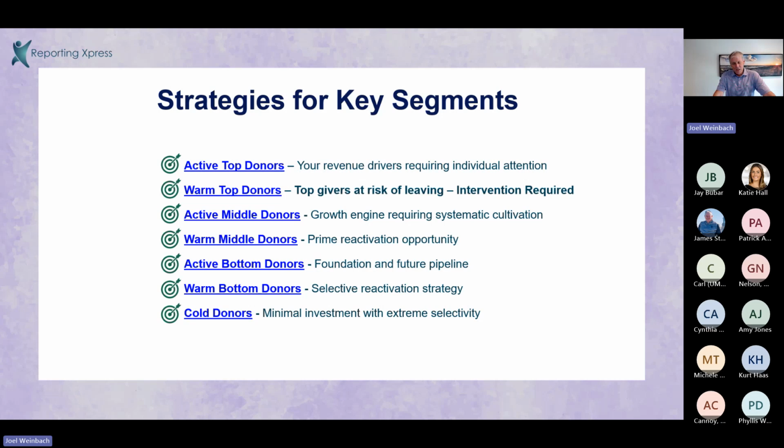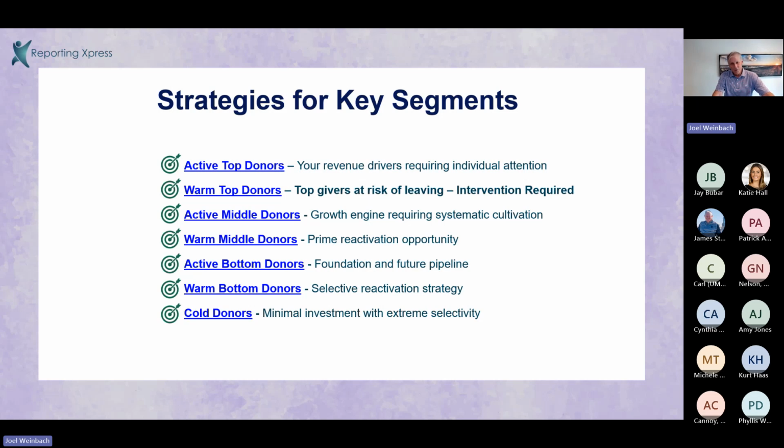Our warm middle donors, again, we're looking to reactivate those donors and make them active again so that there's a chance of them moving up. And then our bottom donors are our foundation. They often don't represent very much in terms of a percentage of donations, but they could be future pipeline in some cases. You don't want to overextend yourself in terms of spending resources on that group usually. And the further down this list you go, the less time and investment you want to make into these groups.